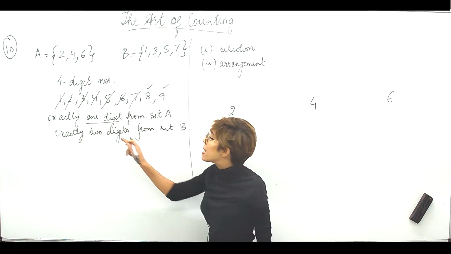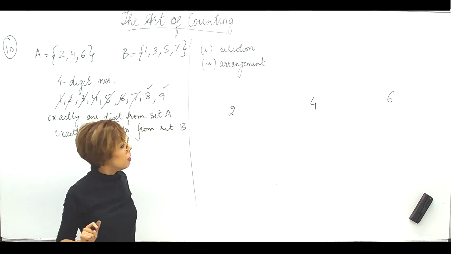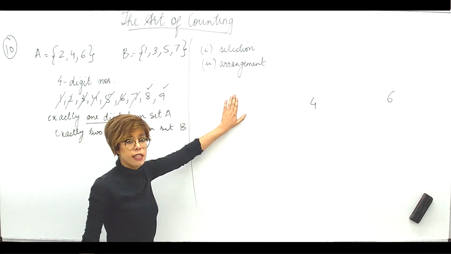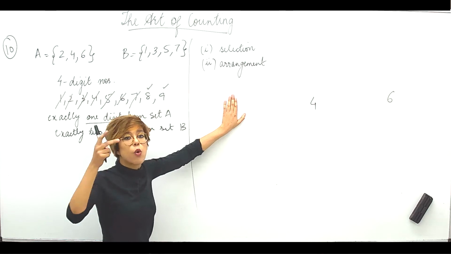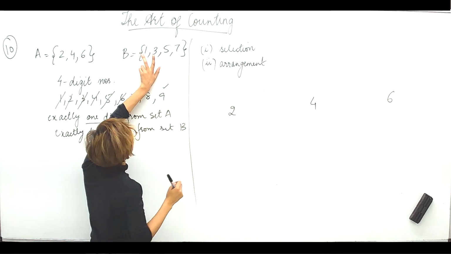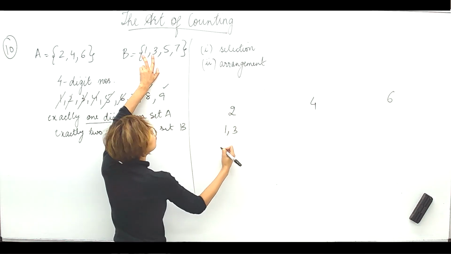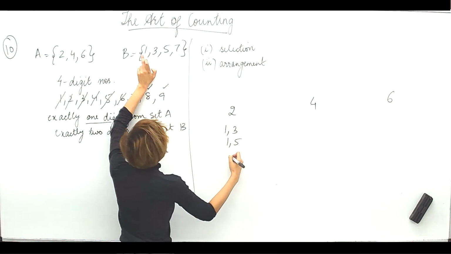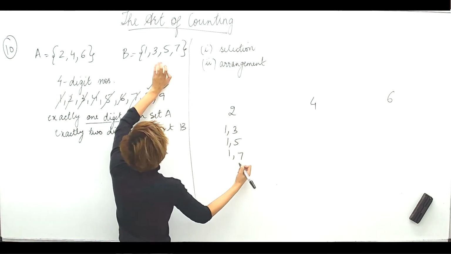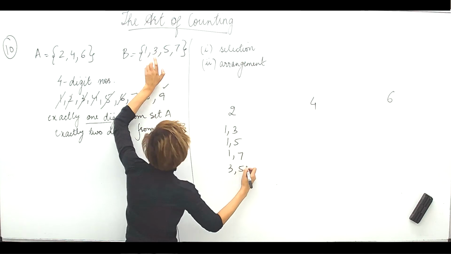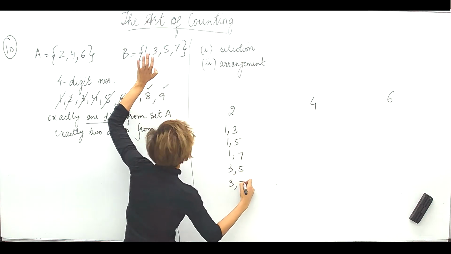Right? Then exactly 2 digits from set B. Okay. Now suppose from set A I took 2. Now from set B I need to take 2 more. Now how can we take them? Either I take 1 and 3, or 1 and 5, or 1 and 7, or 3 and 5, 3 and 7, or 5 and 7.